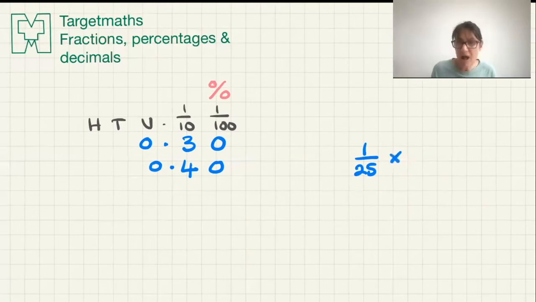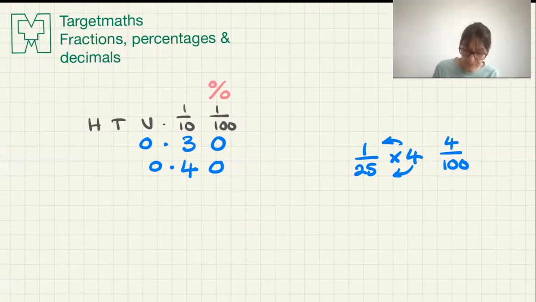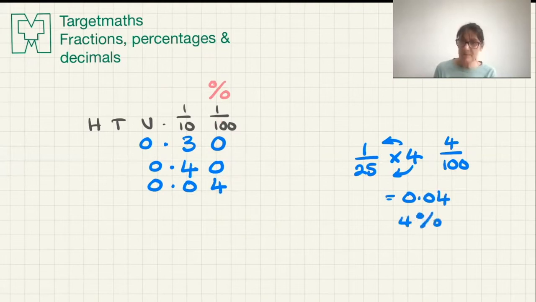So I've got to think about how many 25s are in that 100. There are 4, and I times that top and bottom, which will give me 4 hundredths. So this time the 4 has to be written in the hundredths column. And then I fill in my placeholders to make a real number. And then there's your decimal, 0.04. And what's the percent? It's just the number 4 under the percent sign. So 4%.